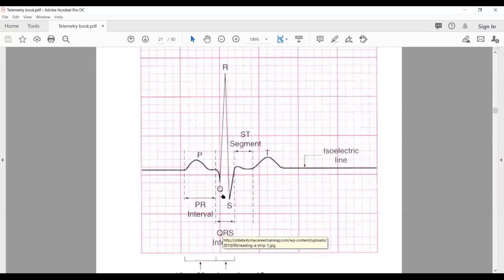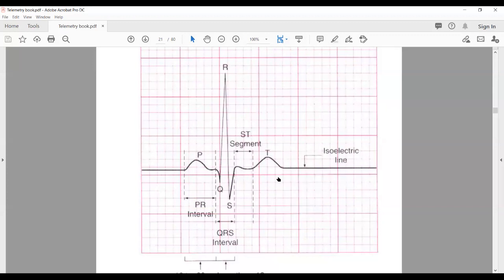The QRS interval is from the beginning of the Q to the end of the S, and that's usually less than three small boxes. It's usually between 0.06 or 0.08 to 0.12. Your PR interval can be about four boxes. It's usually between 0.12, which would be three small boxes, to 0.20, which is actually five small boxes.